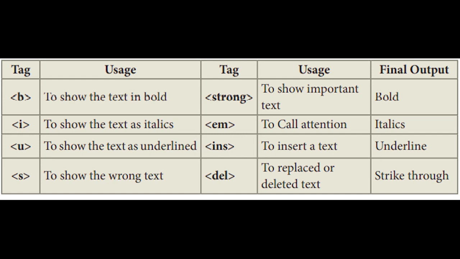S is to show the wrong text or strike through. Del, the delete tag, is also used to show the deleted text, that is strike through, right? So the B tag and strong tag give the final output as bold. The I tag and EM tag give the final output as italics. The U tag and the insert tag, that is the INS tag, will give the final output as underlined, and the S tag and DEL, that is the delete tag, will give the final output as strike through, right?